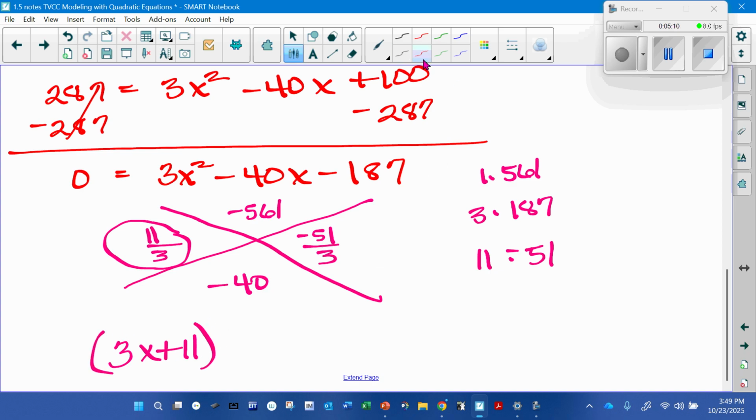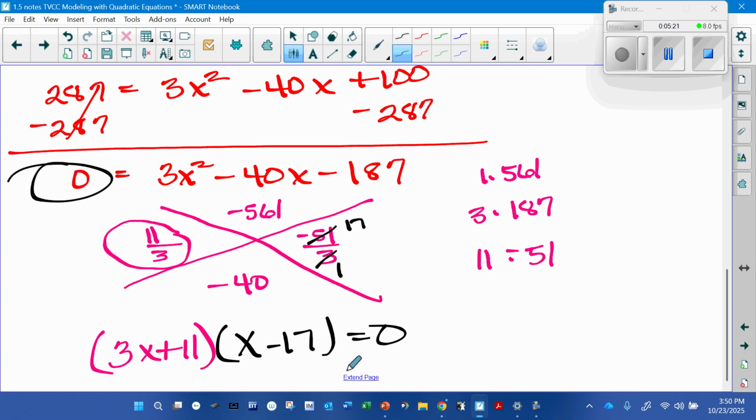This one will reduce, okay? This will simplify. 3 will go into itself once. 3 will go into 51 17 times. So this one becomes x minus 17. And all of that is equal to 0.